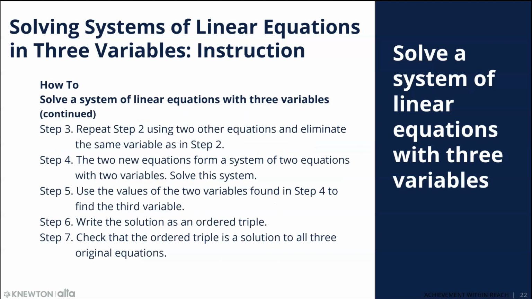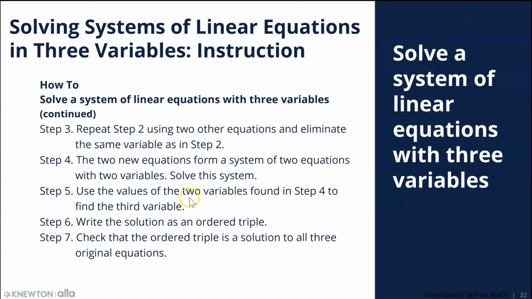Now, third step, just repeat step 2 using the 2 other equations and eliminate the same variable as in step 2. So you have to pick the same variable and eliminate that same variable that you have chosen in step 2. Then now, once you've done step 2 and step 3, you actually have come up with 2 new equations. And then you form a system of 2 equations with 2 variables. And then you solve this system, again using elimination method.